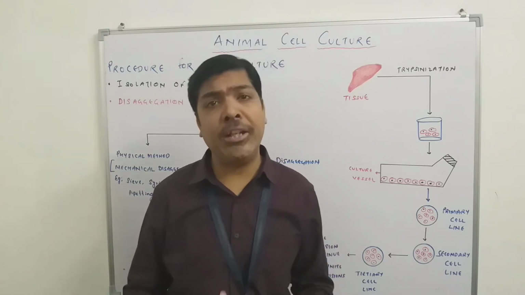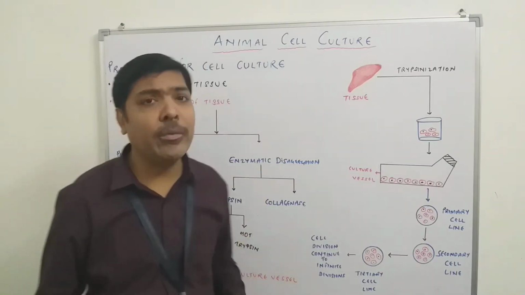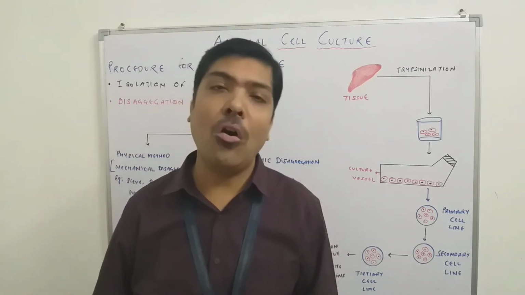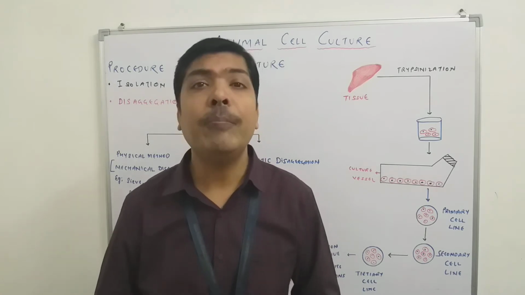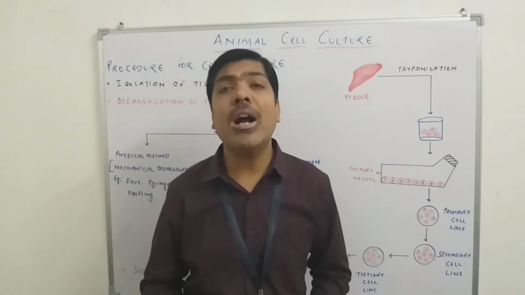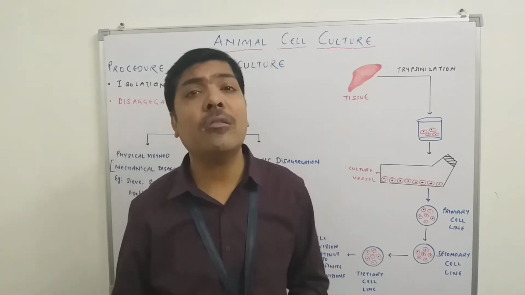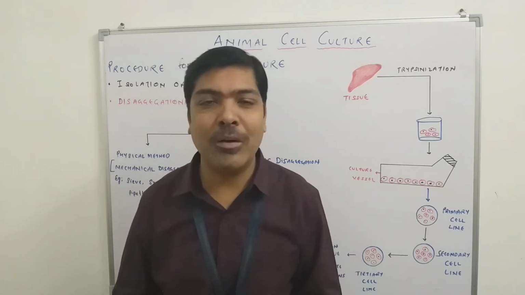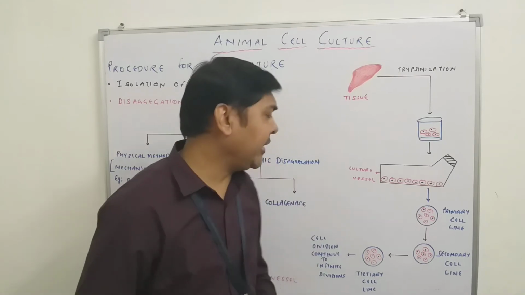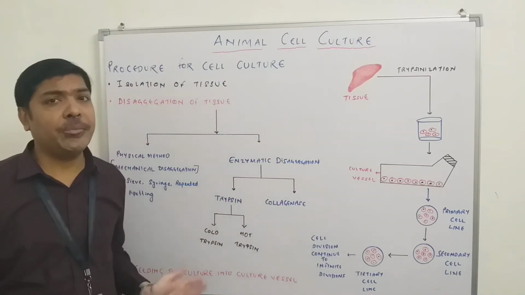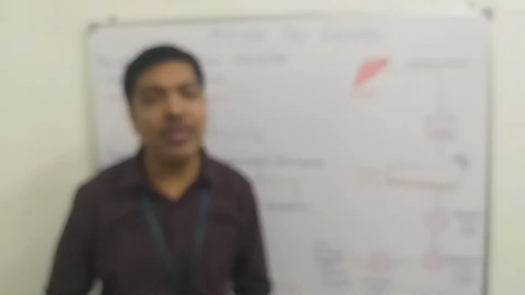The method is continued. Whether we are performing the hot trypsinization method, the cold trypsinization method, or the collagenase treatment method, the process is continued until we get around 10 to the power 4 cells per ml of the solution. So, the second method which is available with the help of trypsin is the cold trypsinization method.